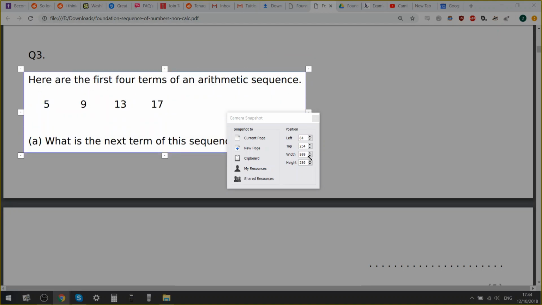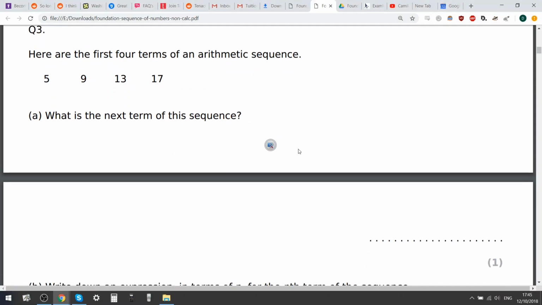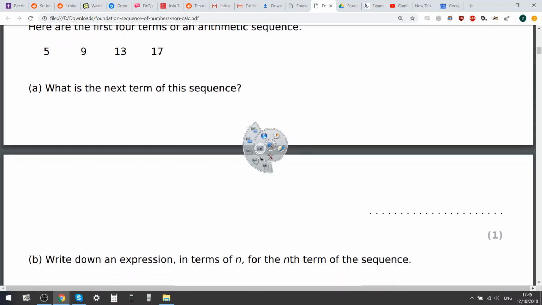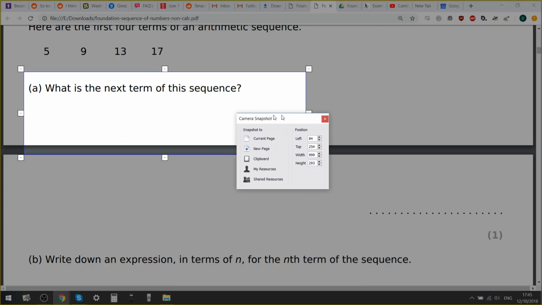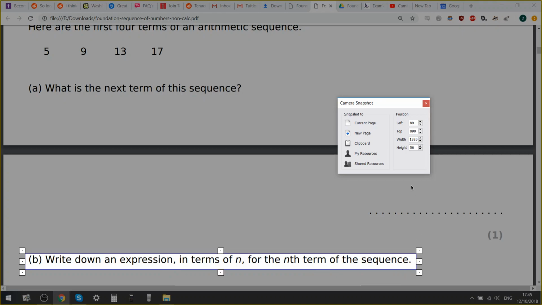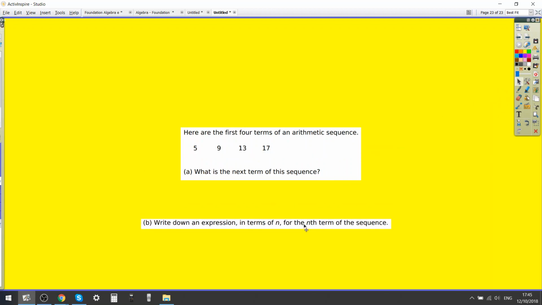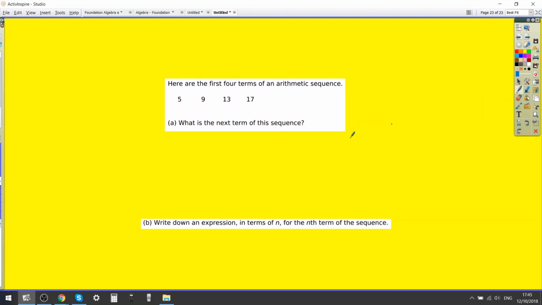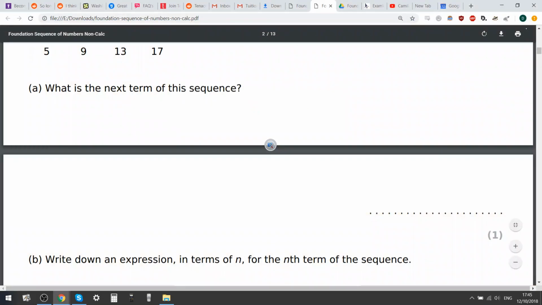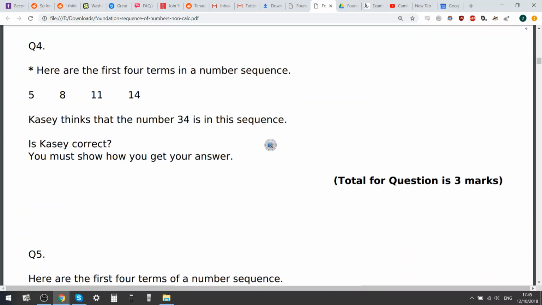First 4 terms of an arithmetic sequence. What's the next term of the sequence? 21. And part B? 4n plus 1. That's it. 4n plus 1. And this is 21. Okay, so once you have the 4n plus 1 thing, then you're doing well. Okay, this is it. That's a good one.